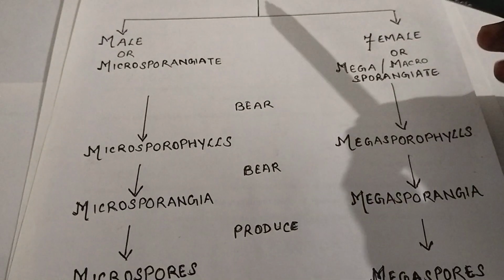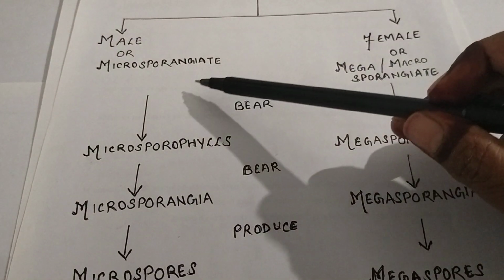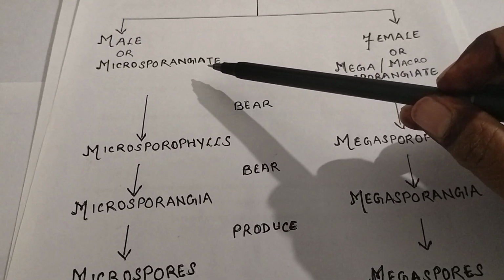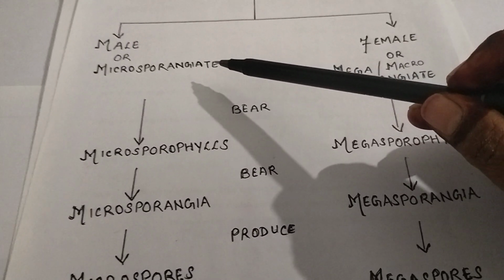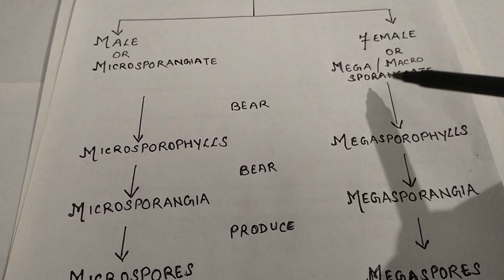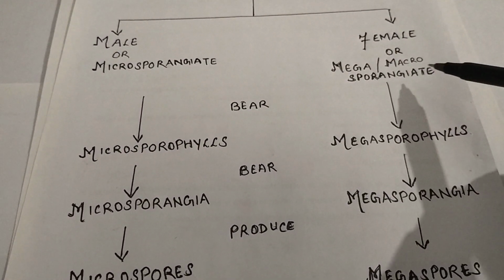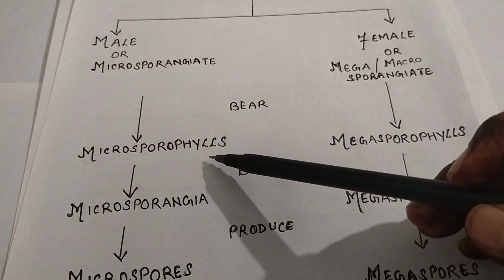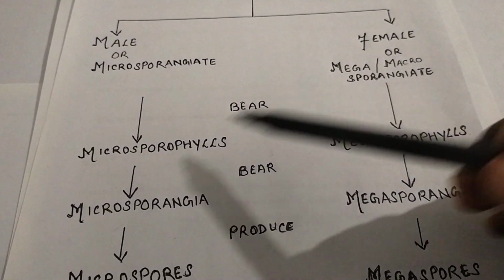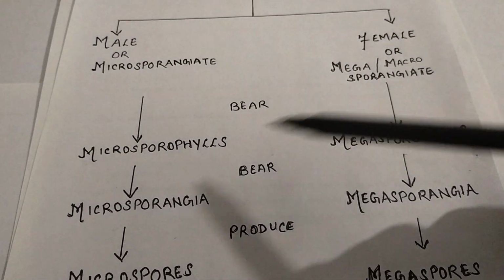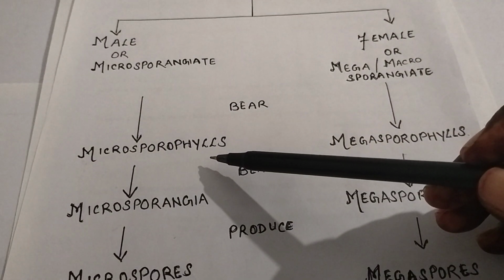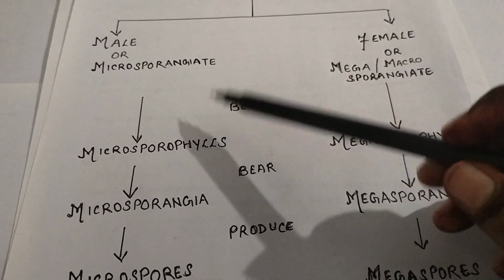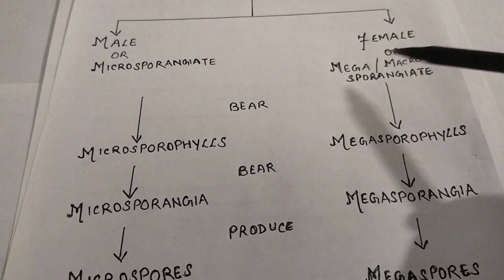See, male and female cone. Male cone called as microsporangiate or male strobili. The female called as the mega or macrosporangiate or the female strobili. Both the cones, male and female, micro and macro, will bear microsporophylls. Means microsporangiate will bear microsporophylls.